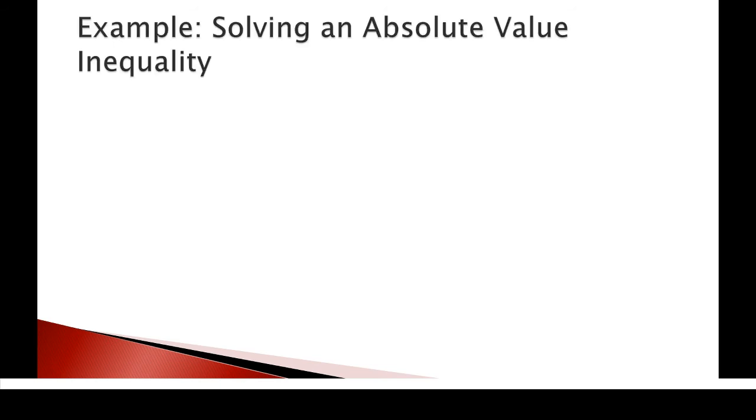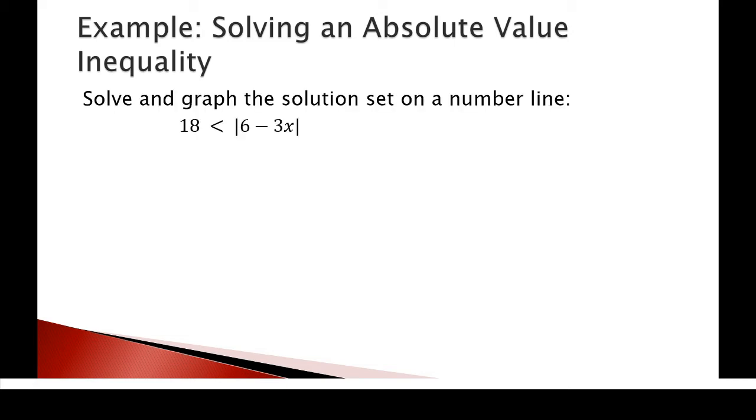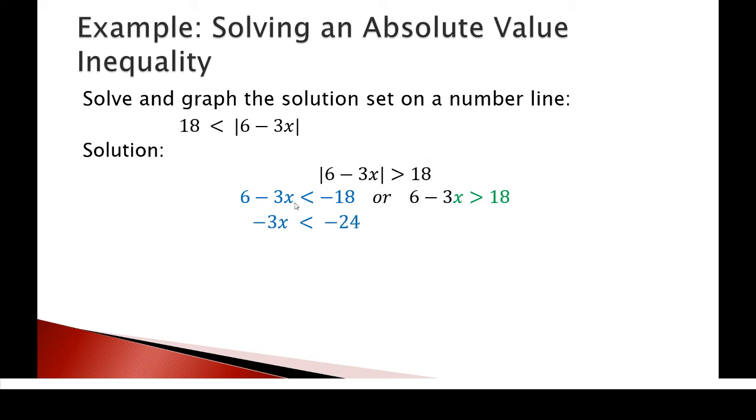So let's consider an example about solving an absolute value inequality. The example says solve and graph the solution set on a number line: |6 - 3x| > 18. You know that this can be rewritten like this: 6 - 3x < -18 or 6 - 3x > 18.